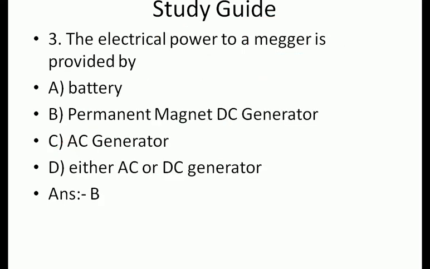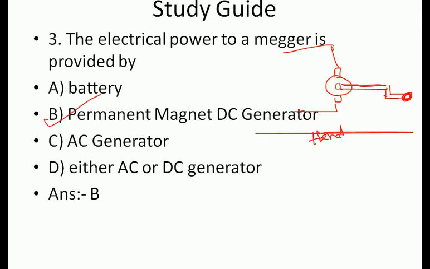Let us move to the next question too. The electrical power to a Megger is provided by... In general the Megger has a shaft attached like this one, and we have to rotate this one, and when we drive it, the flux cuts and the voltage EMF is generated. So this is a hand driven permanent magnet DC generator. Remember it is hand driven.